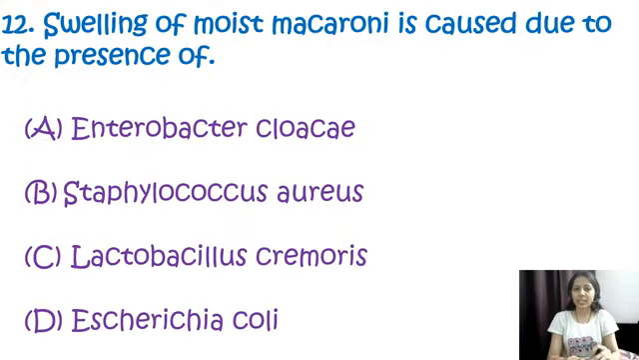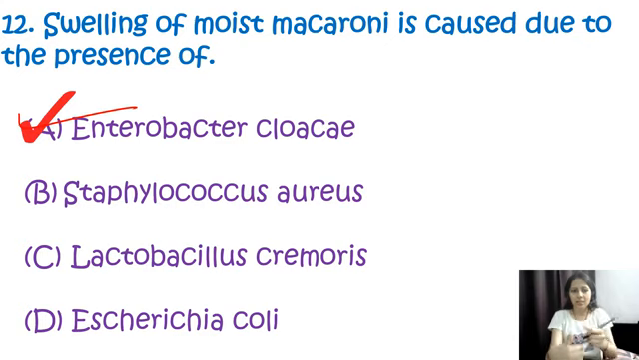Question number 12. Swelling of moist macaroni is caused due to the presence of. So options are Enterobacter cloacae, Staphylococcus aureus, Lactobacillus cremosis, or Escherichia coli. So over here, the swelling of moist macaroni is due to the presence of option A, that is Enterobacter cloacae. Actually, this bacterium is known for causing spoilage in various food products, which includes moist macaroni. It can ferment carbohydrates and even produce gas, which leads to the swelling of the product and can further lead to spoilage. So correct option over here is A.